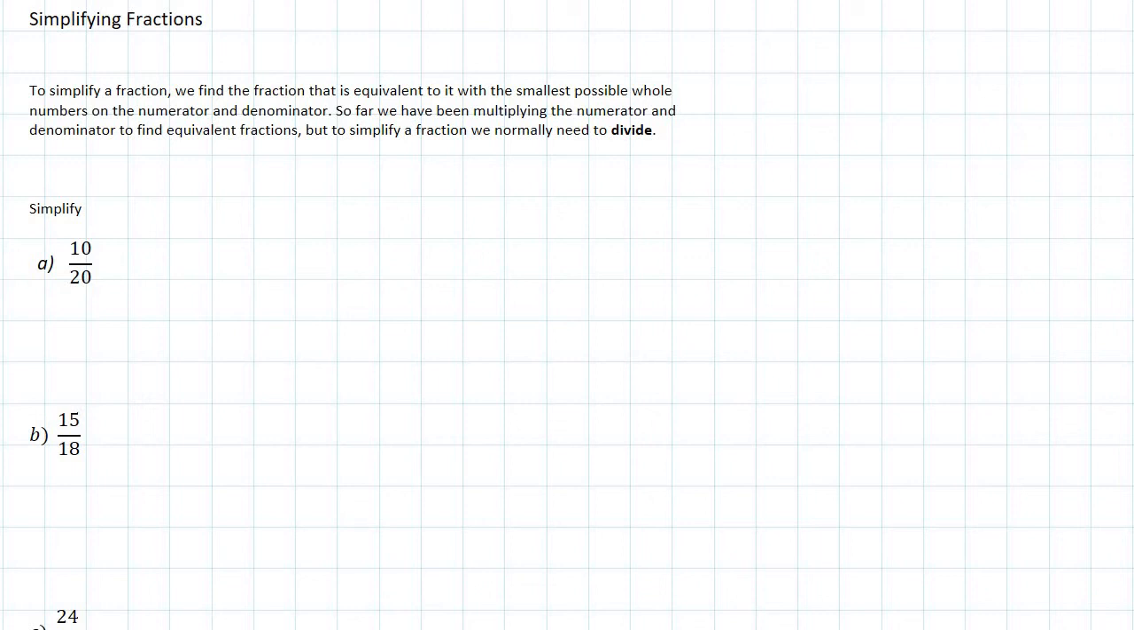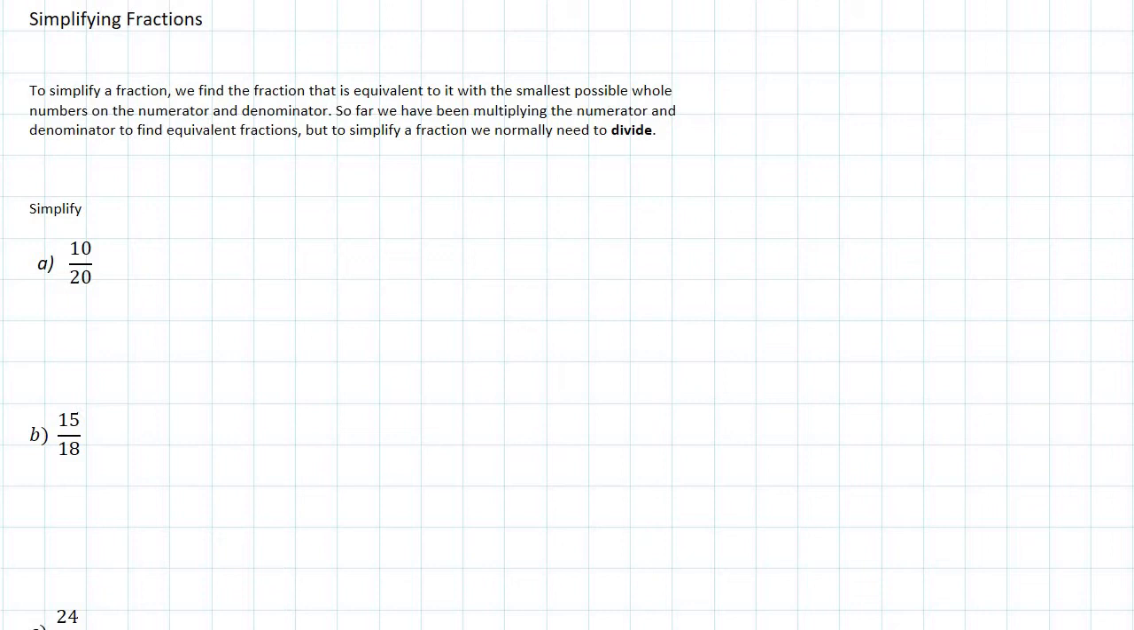We're going to have a look now at how to simplify fractions. To simplify a fraction, we need to find the fraction that's equivalent to it, that's got the smallest possible whole numbers on the numerator and denominator. So far when we've been finding equivalent fractions, we've been multiplying the numerator and denominator by whole numbers, and that's been giving us bigger numbers on the top and bottom. We want to find smaller ones, so normally you will need to divide, although we'll see right at the end that that's not always the case, okay?